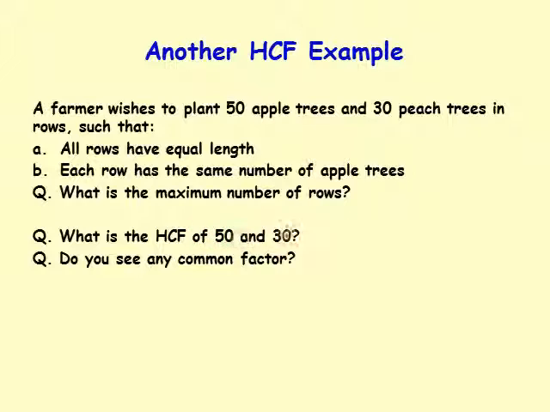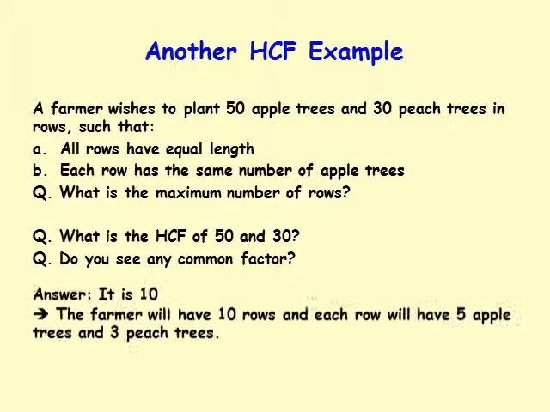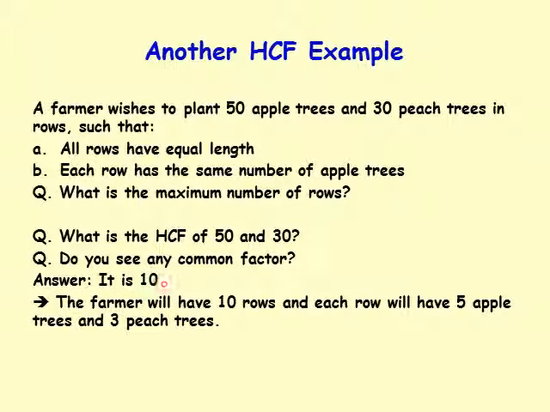Is 5 a common factor? How about 2? They both are. Okay, let's continue. 5 is a common factor, and so is 2. So it is 10. The common factor is 10. The farmer will have 10 rows, and each row will have 5 apple trees and 3 peach trees.